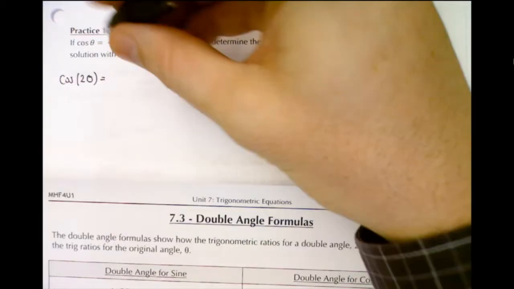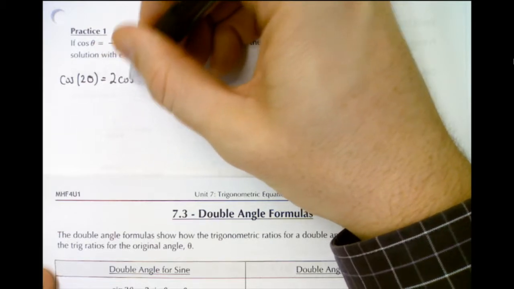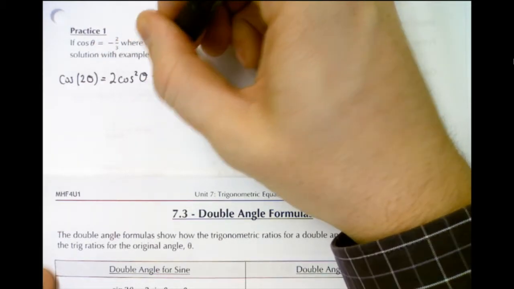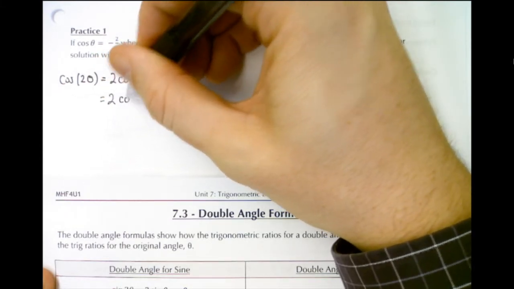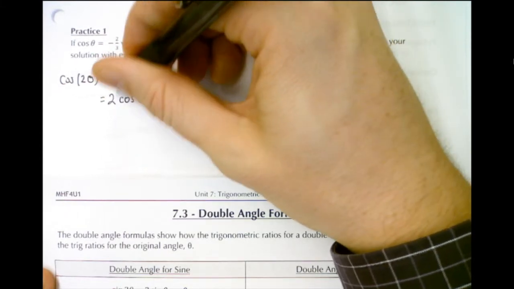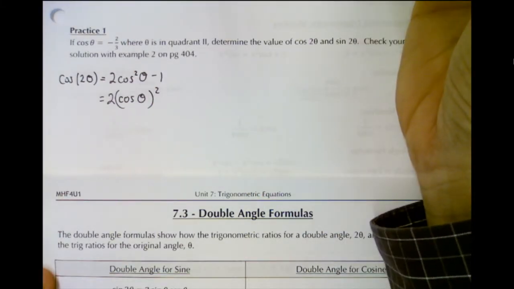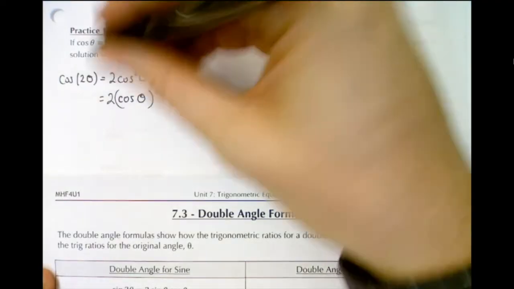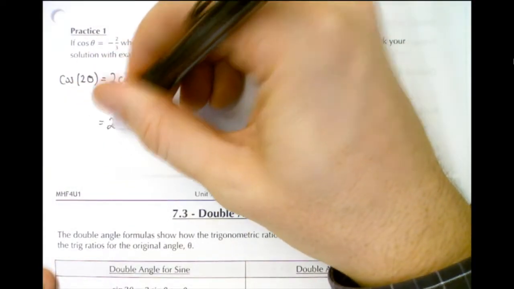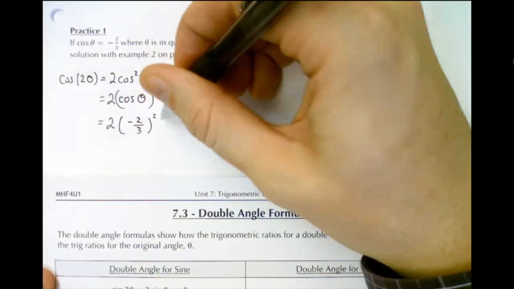So we've got cos 2 theta is equivalent to 2 cos squared theta minus 1. Well, cos squared theta is just cos theta squared, cos theta times cos theta. We know what cos theta is. It's negative 2 over 3. So this expression is just equivalent to 2 times negative 2 over 3 squared minus 1.